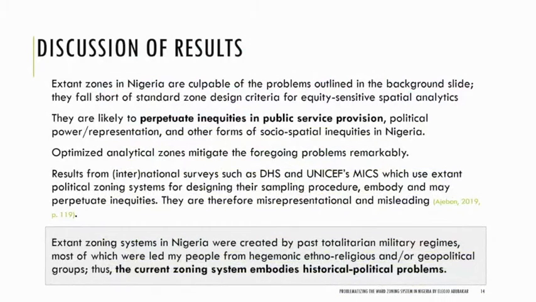So I now look at the implications of this result briefly in terms of policy analysis. The first thing that's worth noting is that the current zoning systems are inequitable, because they fall short of standard zone design criteria, like I have shown. And because of that, there's a tendency for the zoning system to perpetuate inequity in public service provision. One good example is the current policy of the Nigerian government to provide primary healthcare, 1 primary healthcare facility per ward.